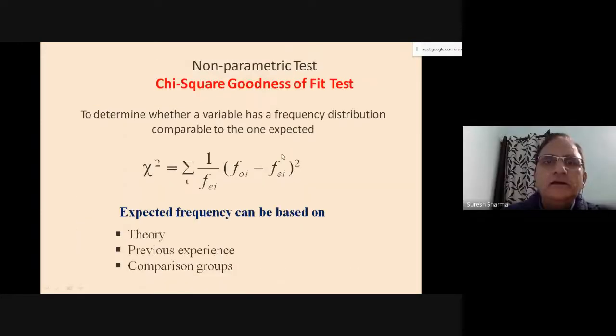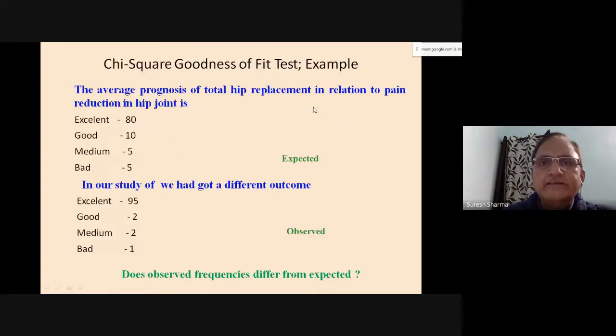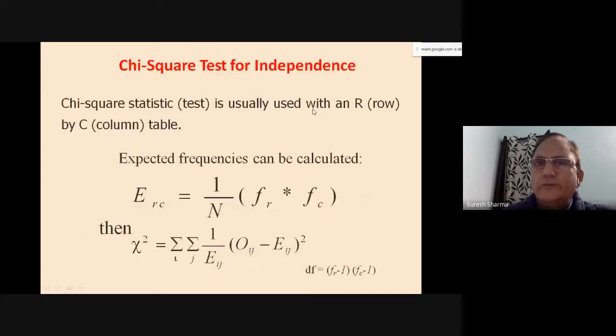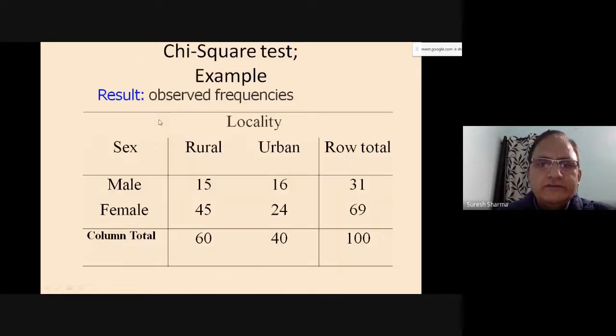So that is the chi-square test of goodness of fit. The second test of chi-square, which is much more important, is testing the independence of attributes. Let me give you a very simple example of attributes. Let me come up to this example. Here you can understand what we mean by independence of attributes. Suppose I have gender on this side, male and female, and locality here, rural and urban. Can you see this slide? Yes, sir.